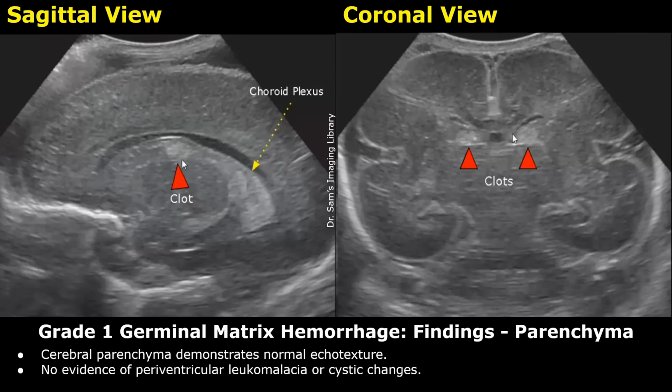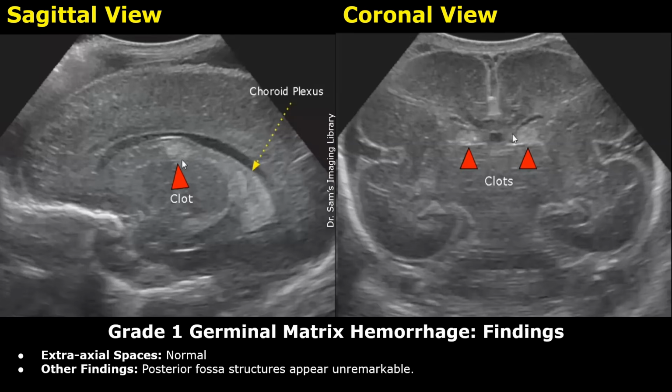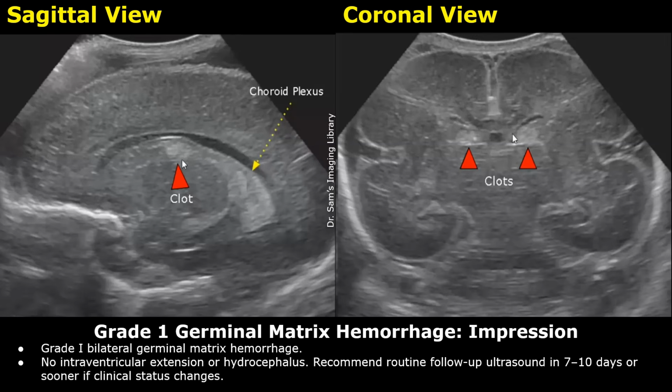Cerebral parenchyma demonstrates normal echo texture. No evidence of periventricular leukomalacia or cystic changes. Extraaxial spaces, normal. Other findings. Posterior fossa structures appear unremarkable. This is the impression. Grade 1 bilateral germinal matrix hemorrhage. No intraventricular extension or hydrocephalus. Recommend routine follow-up ultrasound in 7 to 10 days or sooner if clinical status changes.